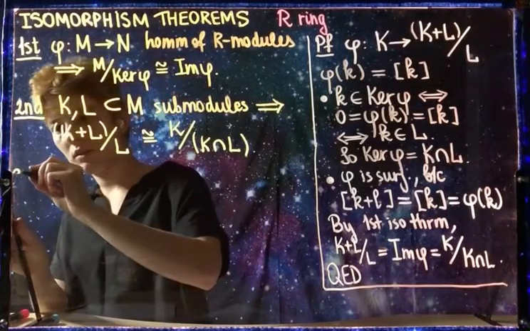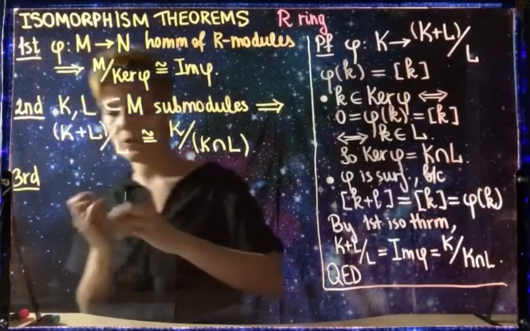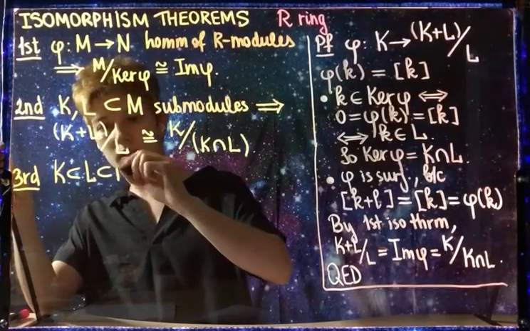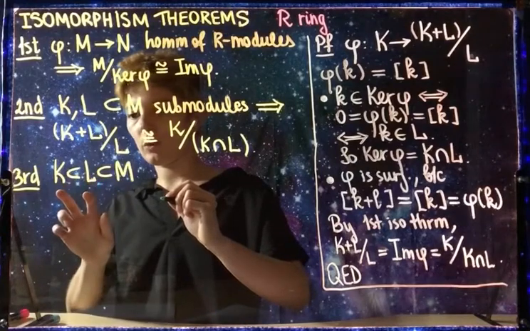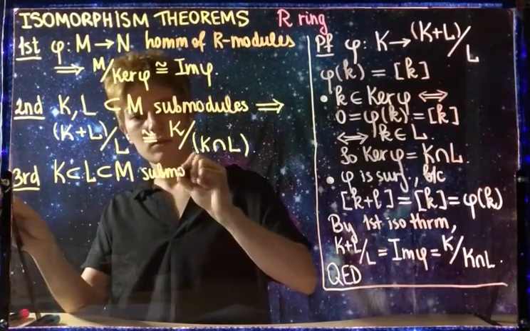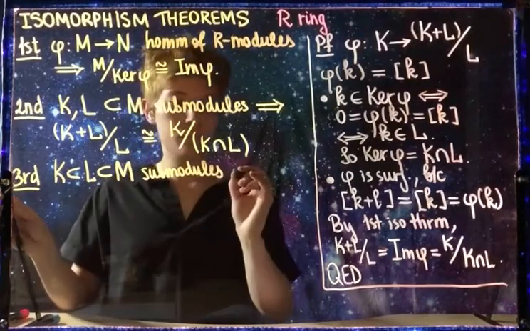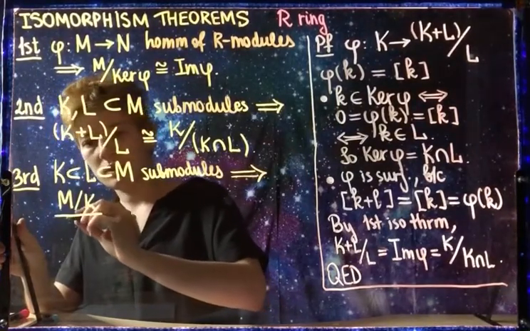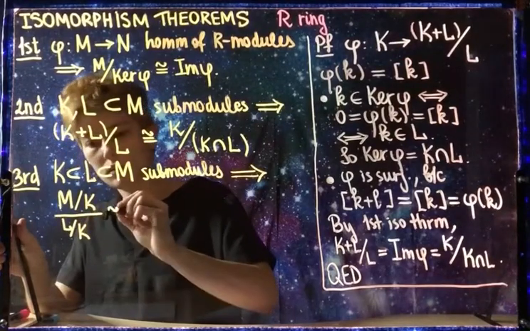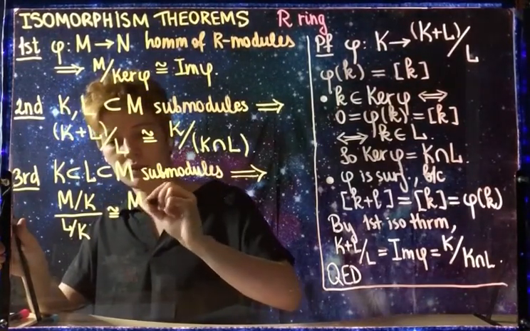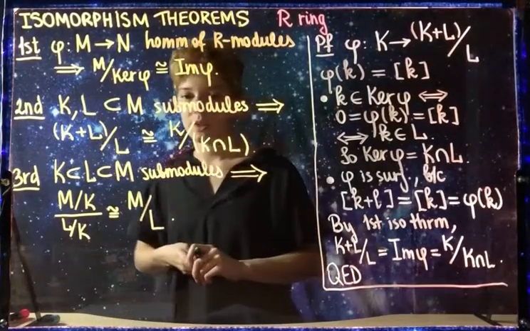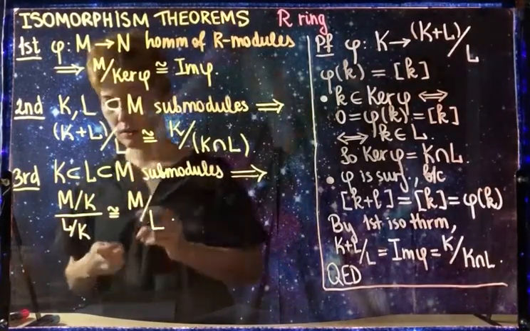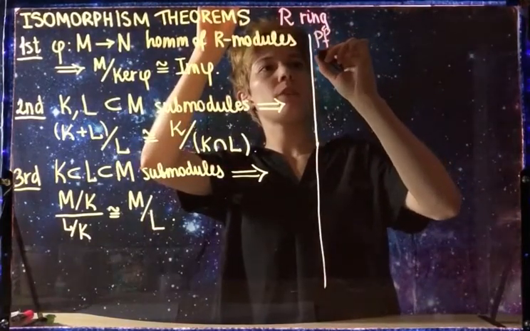And the third isomorphism theorem says that if we have K inside L inside M, so both K and L are submodules, then M mod K further modded out by L mod K is isomorphic to M mod L. Just as in the ring case, the third isomorphism theorem is about cancelling denominators. The proof of the third isomorphism theorem follows the same logic.